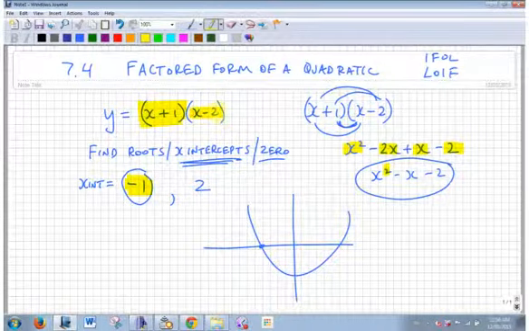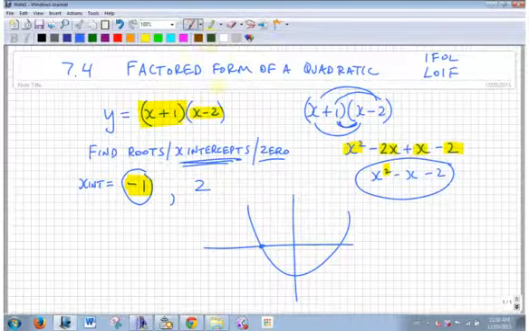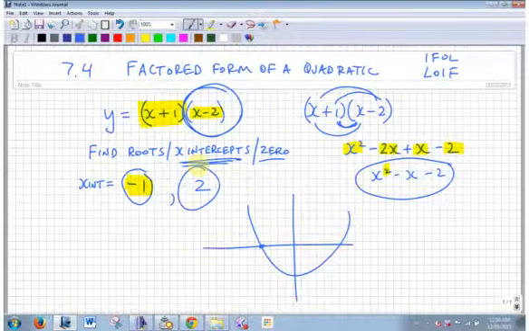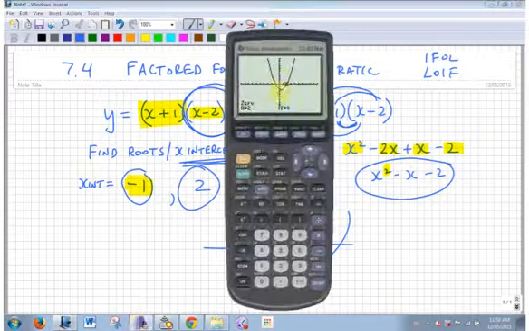If this thing is 0, 0 times anything is 0. What value in this brackets is going to make those brackets 0? What do I add to -2 to get 0? There's the other one. So, did I need to do this?